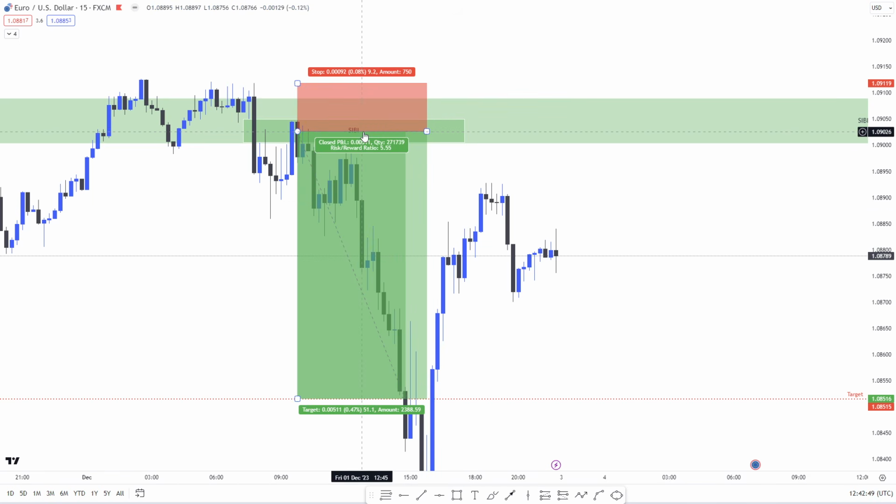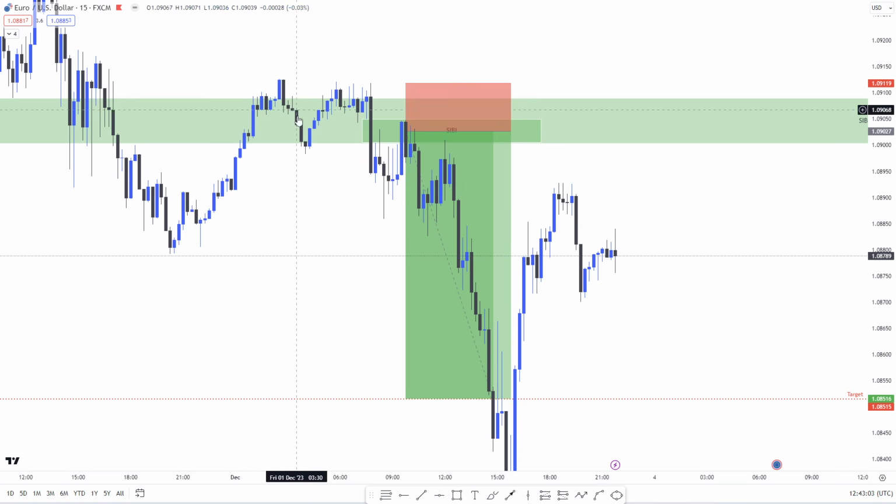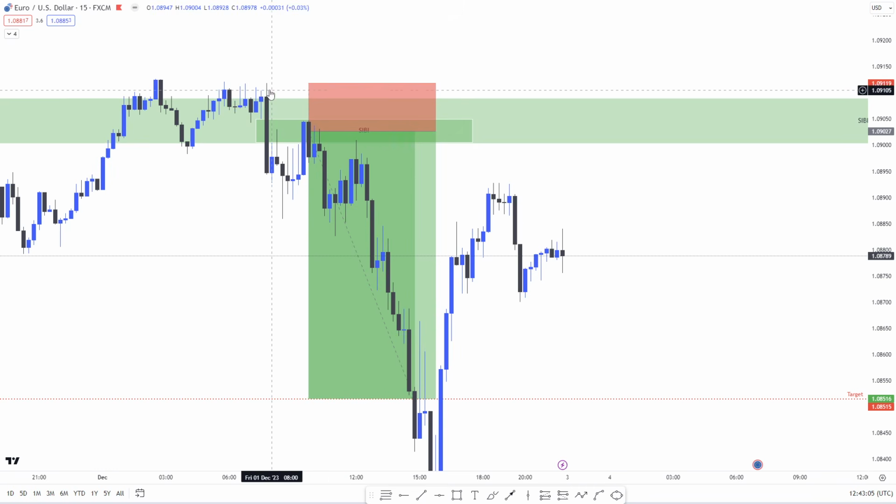Overcomplicating it can seriously cause you so much damage, and it's so important that you just remember the basics. 4-hour price action, 4-hour area of sell side imbalance, buy side inefficiency. We've come back into the area on a 15-minute time frame. At the London Open, price has dropped significantly lower.